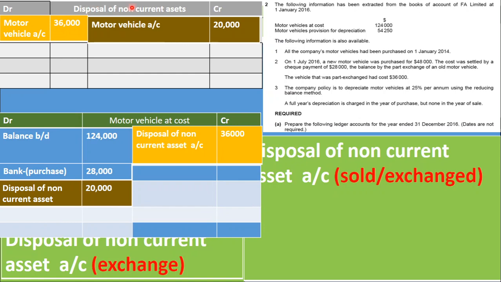Generally for this, disposal of non-current asset account debit, motor vehicle account credit. If you read from here, it's the same thing. Disposal of non-current assets account debit, motor vehicle account credit. See, so from here the two has gone. Now back to the motor vehicle account.